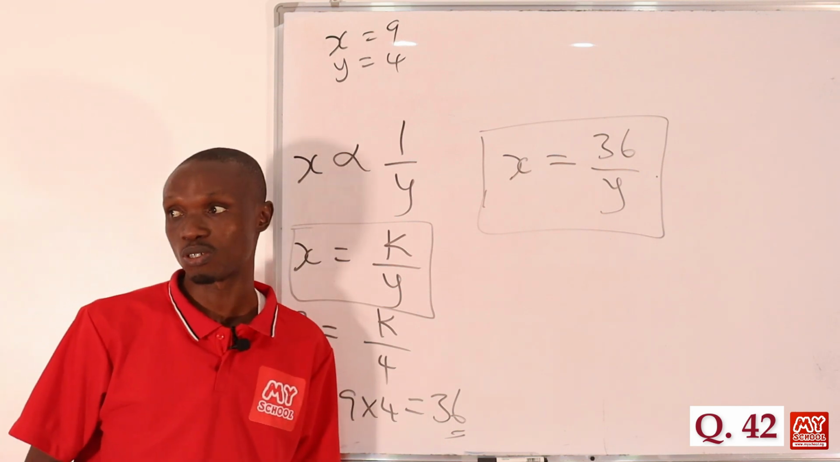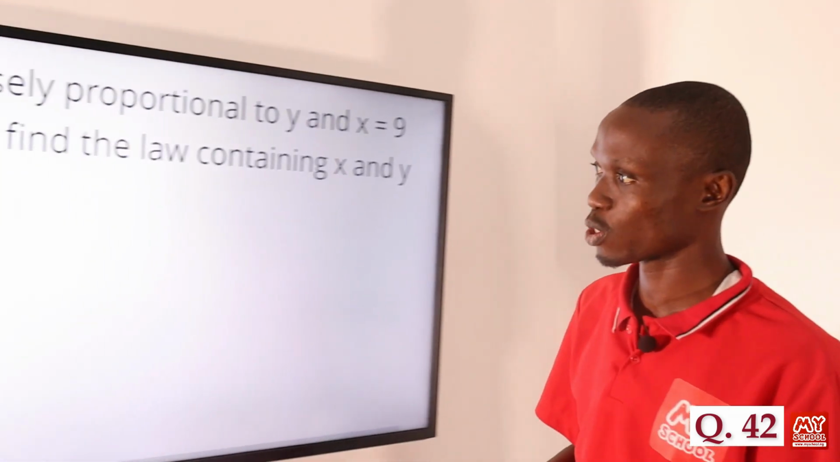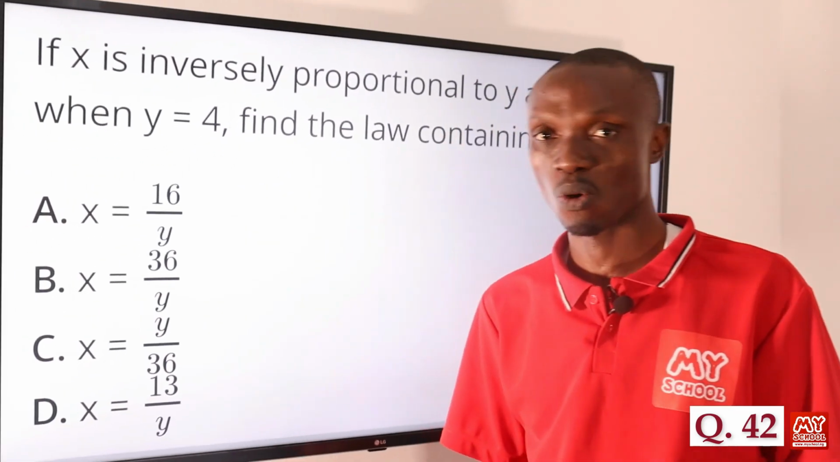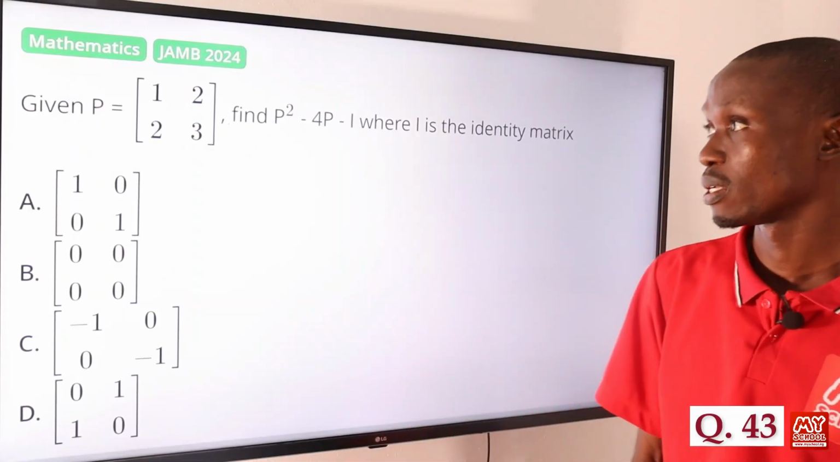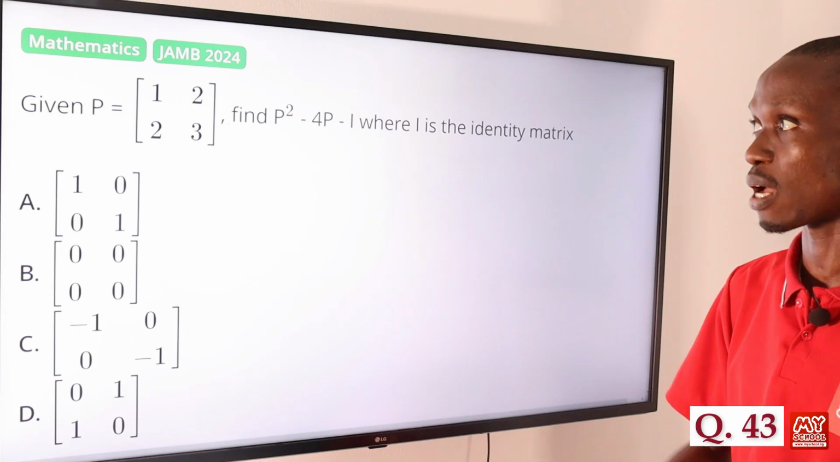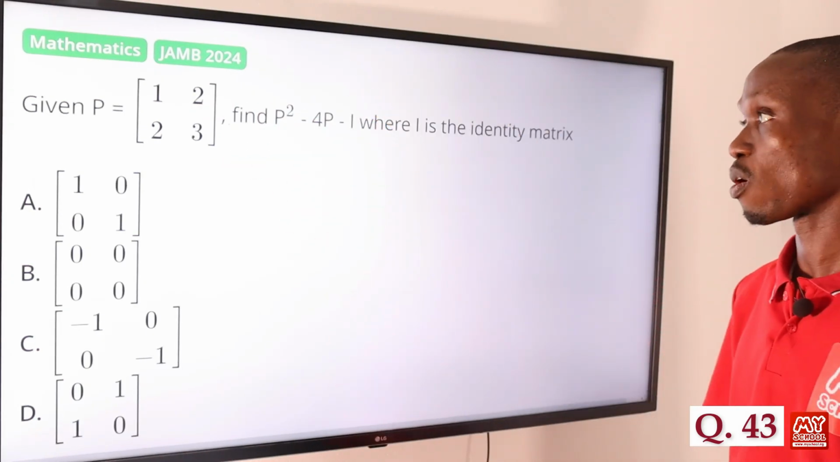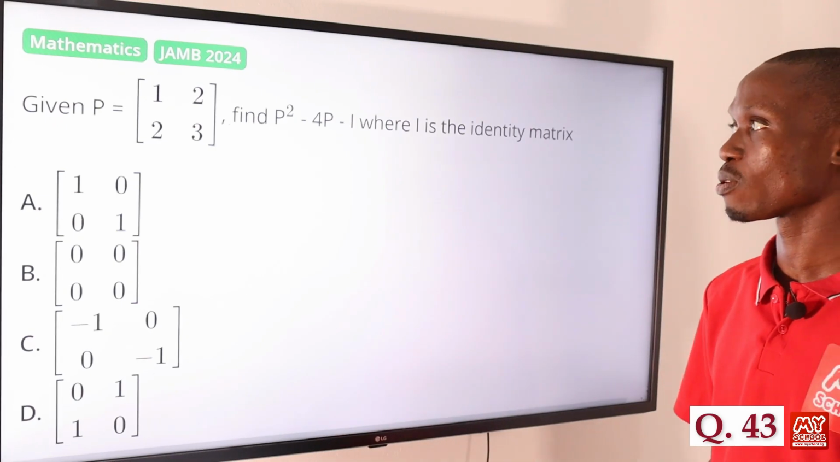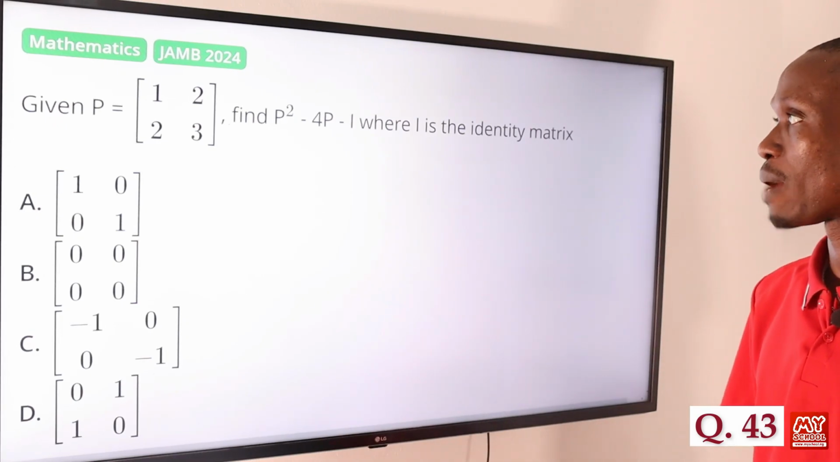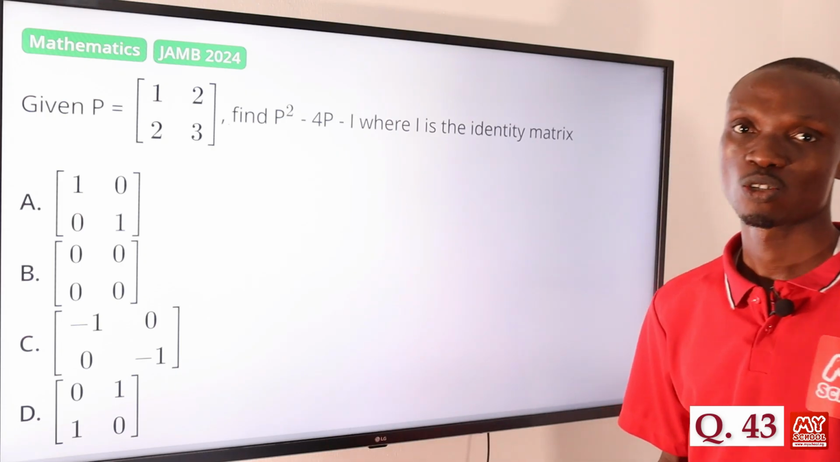So let's return back to the screen to pick the correct option to this question, and that is option B, 36 over y. Question 43. Given P to be equal to, okay, so P is a matrix, and these are the elements of the matrix 1, 2, 2, and 3, that we should find P squared minus 4P minus I, where I is the identity matrix. So let's move over to the board to provide answer to this question.